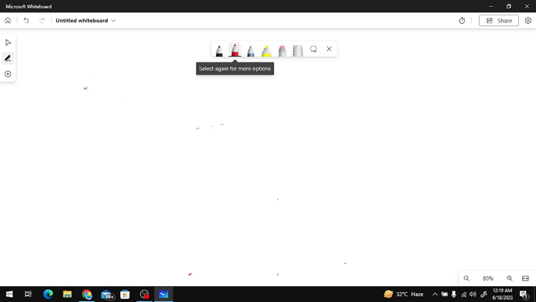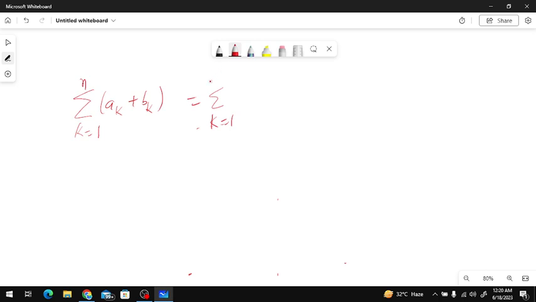If you write this expression as sigma summation, where your number starts from 1 till n, we have ak plus bk. So should I write it this way? Sigma, k equal to 1 to n of one expression, and again plus. It's both plus and minus, so don't get confused here. Sigma k equal to 1 to n of bk.